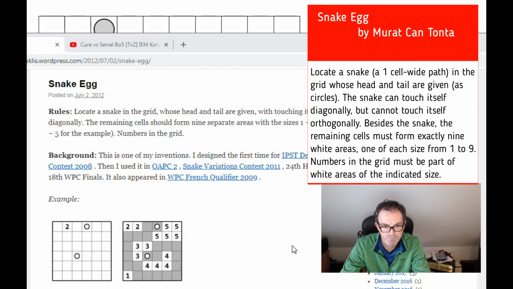So you can see that there's a grey snake there connecting the head of the snake to the tail of the snake. And all of the white regions are disconnected from one another, and they are of completely independent size. So we've got a 1 size, 2, a 3, a 4, and a 5. So I can sort of see what I have to do. That may not help me.